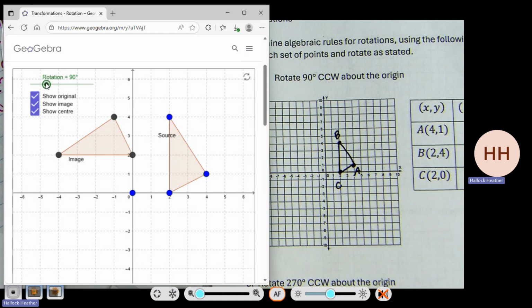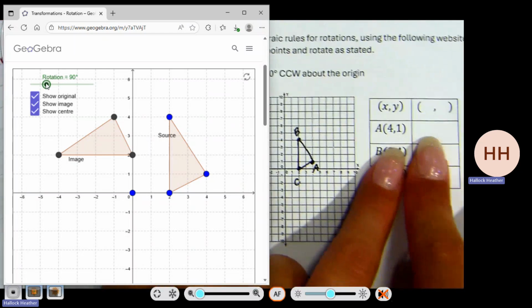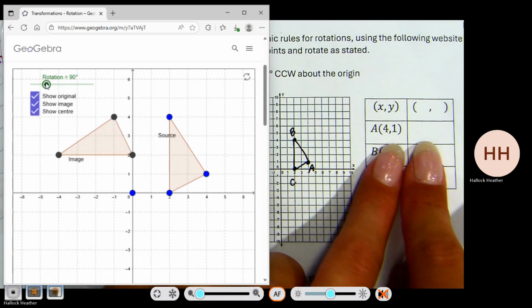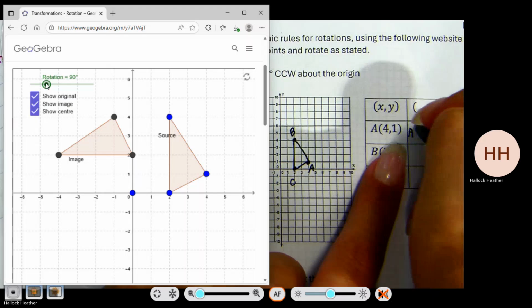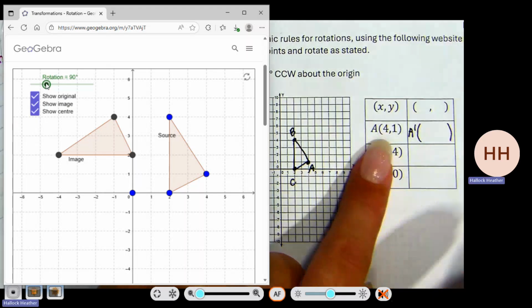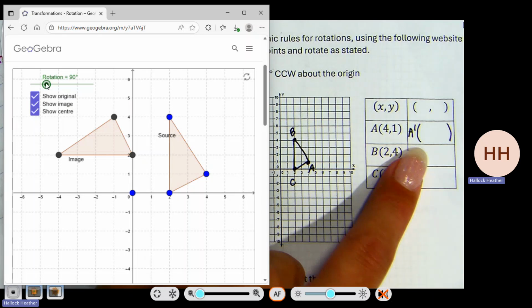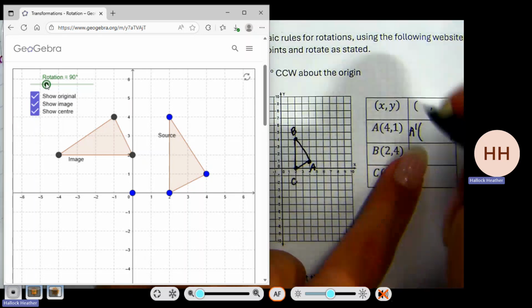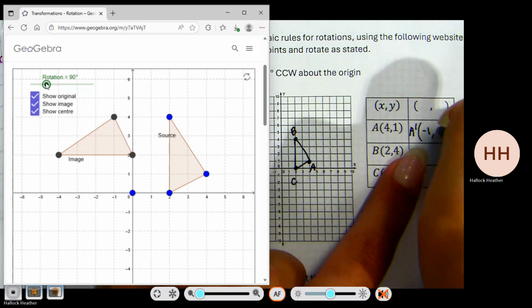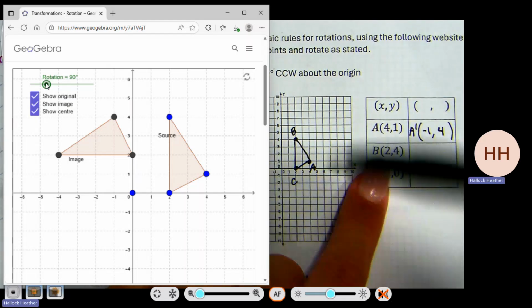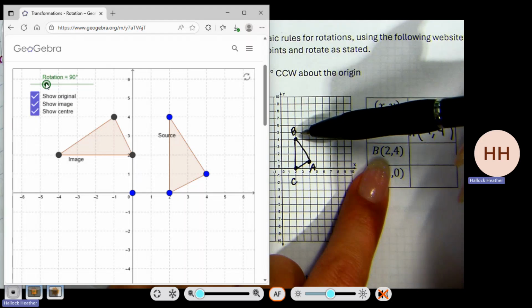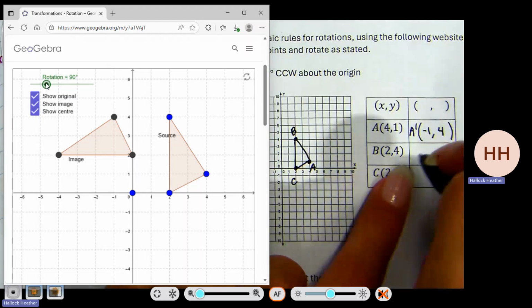There we go. Okay. So how did A prime, where is A prime at now on my graph? A was 4, 1. Where is it now? -1, 4. B prime started all the way at this tippy top. When you spin it, where did it end up?